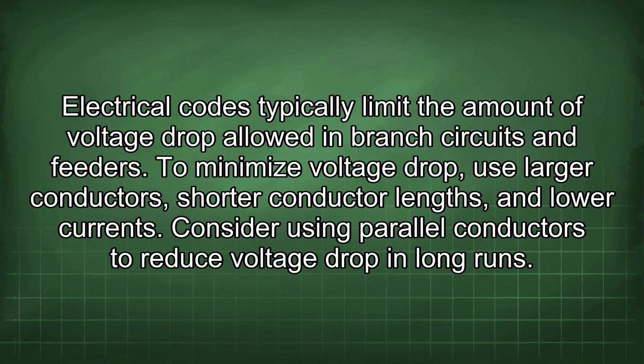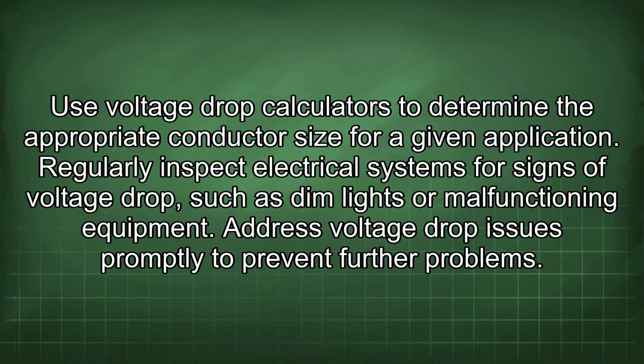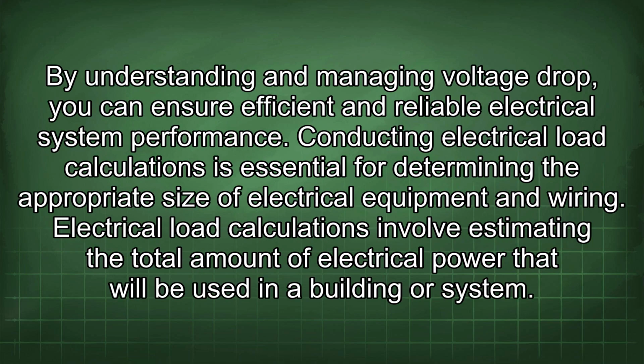Consider using parallel conductors to reduce voltage drop in long runs. Use voltage drop calculators to determine the appropriate conductor size for a given application. Regularly inspect electrical systems for signs of voltage drop, such as dim lights or malfunctioning equipment. Address voltage drop issues promptly to prevent further problems. By understanding and managing voltage drop, you can ensure efficient and reliable electrical system performance.